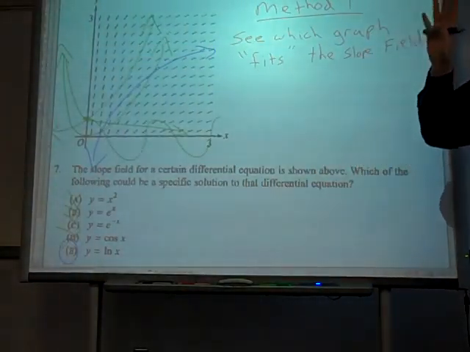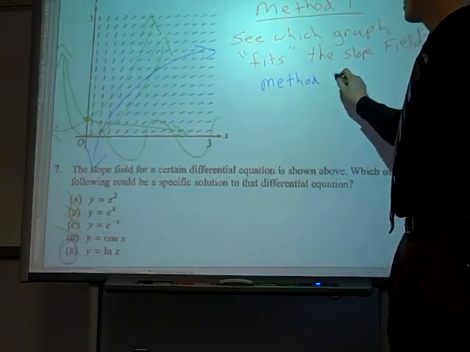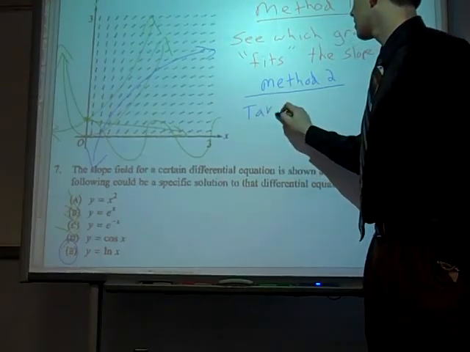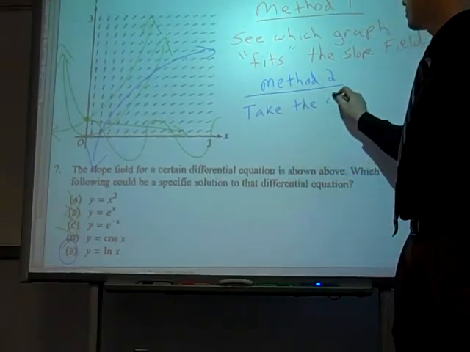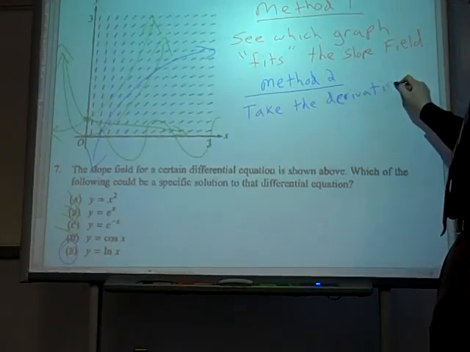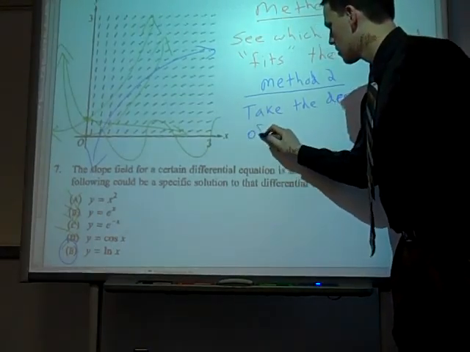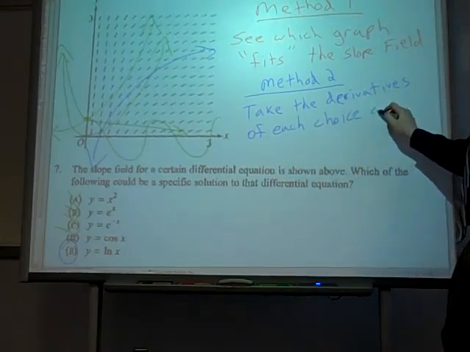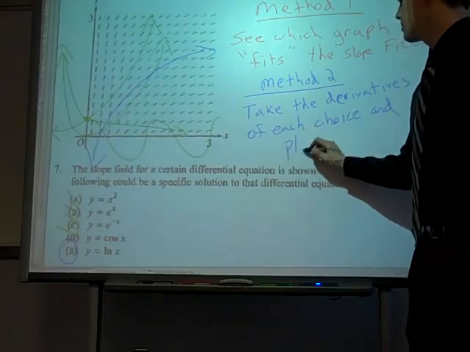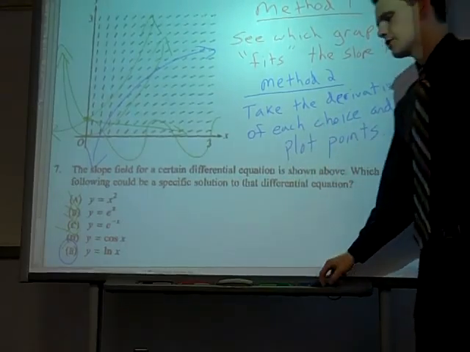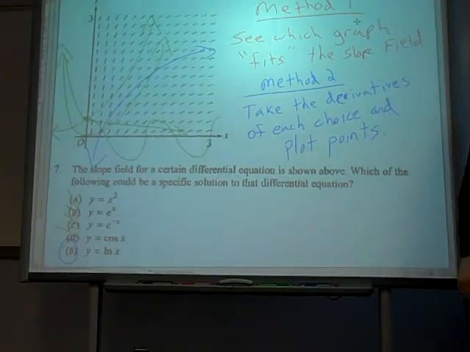Another method, method 2, is to take the derivatives of each choice and plot points. All right, this method takes a little bit longer, but it's a surefire way of figuring it out.